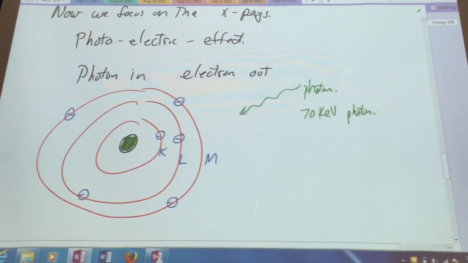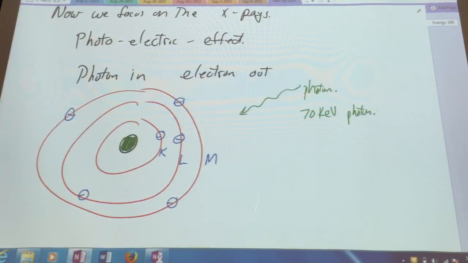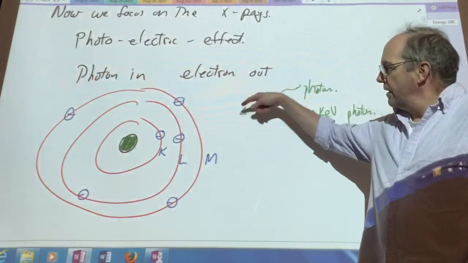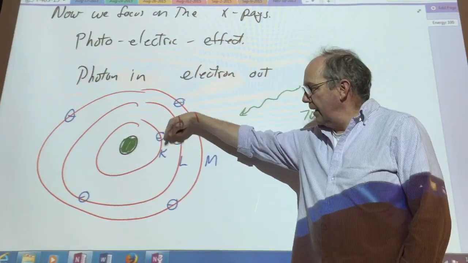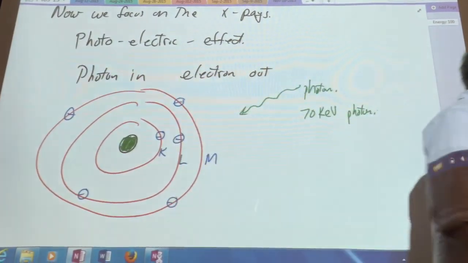Now you need to step back and think about the binding energies of those electrons, because we're going to knock one of those electrons out. Which of the electrons are the most tightly bound? K shell, yes. So what's going to happen is the photon is going to be absorbed and it's going to knock out the K shell electron.